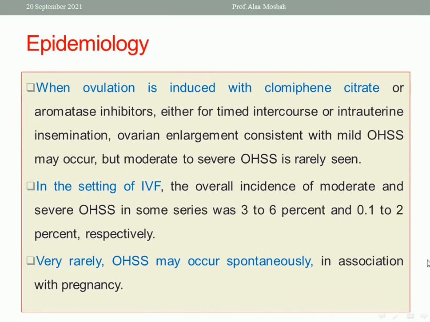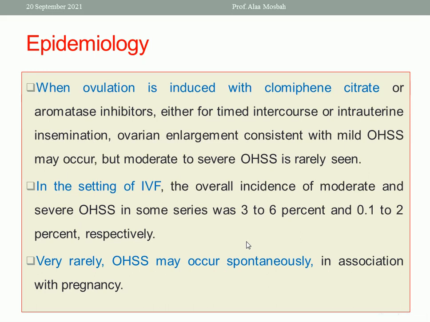In the setting of IVF, the overall incidence of moderate and severe ovarian hyperstimulation syndrome is 3 to 6% and 0.1 to 2% respectively. So the moderate cases are a higher percentage, 3 to 6%, while the severe cases are 0.1 to 2%. Okay, this is in cases with IVF, with gonadotropin stimulation.